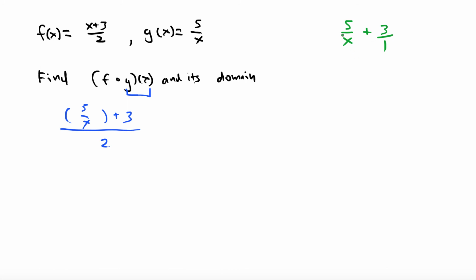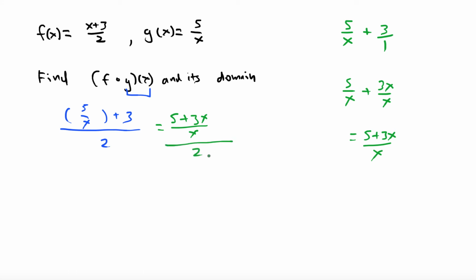And these fractions, we want to get the same denominator, right? So we'll put 5 over x, and we'll put 3x over x here. That way they have the same denominator, and then we'll just combine these to get 5 plus 3x all over x. Okay, so this becomes (5 plus 3x) all over x, but all of that divided by 2.